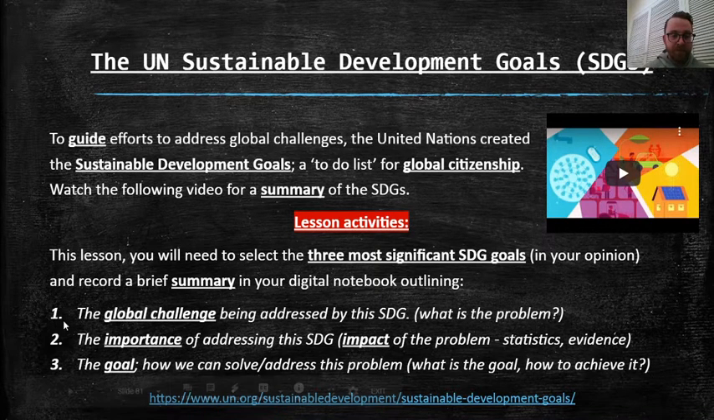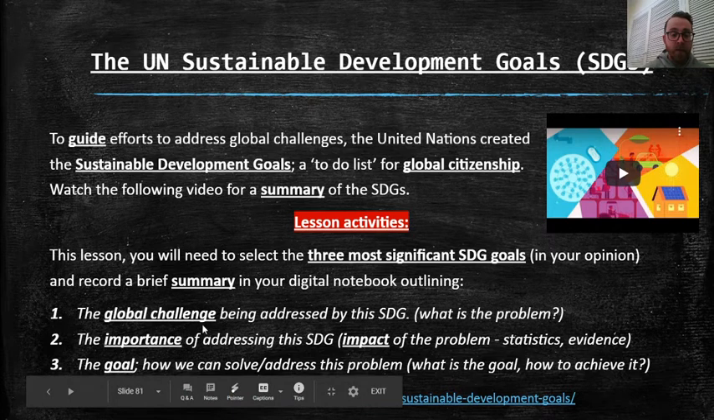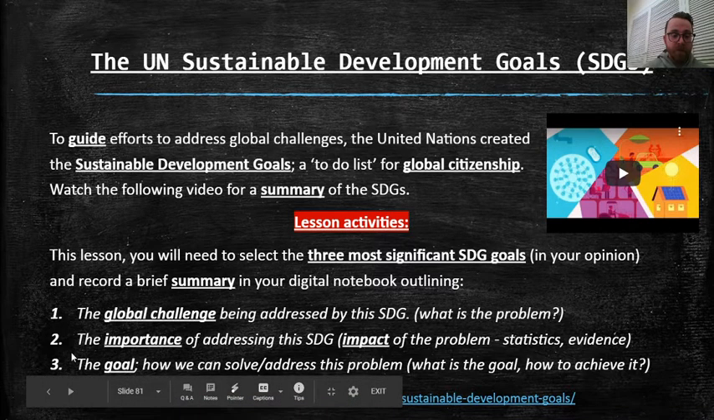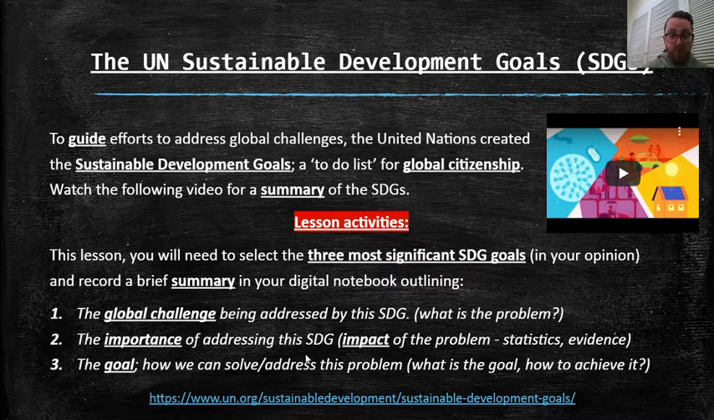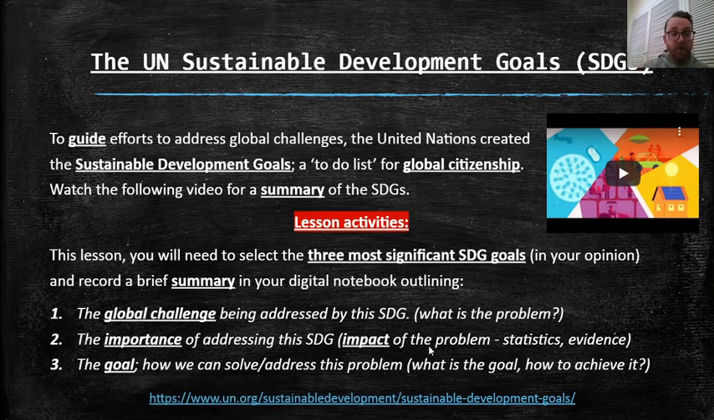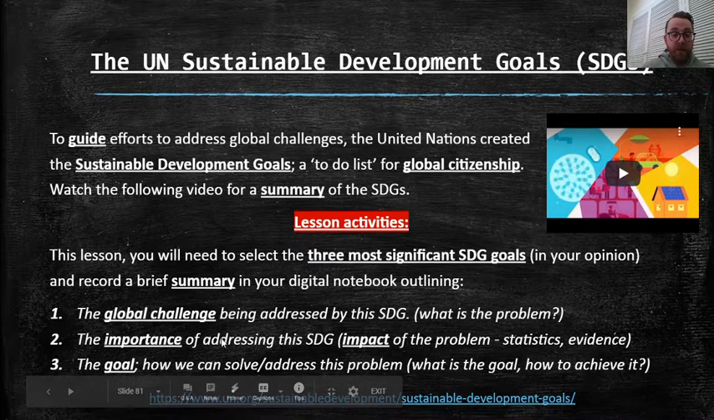3 points. So 1, what is the global challenge being addressed by this SDG? So basically, what is the problem? 2, why is it important that we fix this problem, that we address this specific goal? So what is the impact of the problem? So you need to fix poverty because this many people are dying of poverty, this many people have no homes, etc., etc., etc. And then finally, the goal.